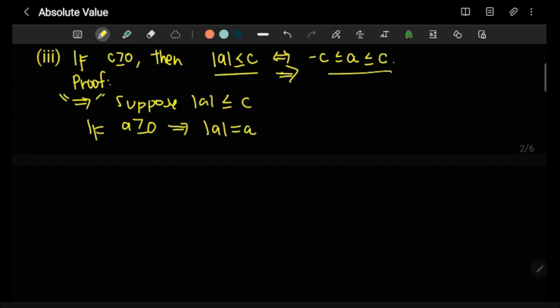That's the definition, right? But from the given, the absolute value of A is less than or equal to C. So by substitution or the transitive property of equality, we can replace that by simply A. So A is less than or equal to C. So we're already done with this part of the inequality. So now all we need to deal with is this part of the inequality.